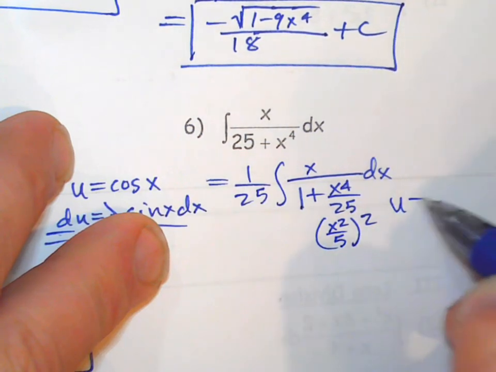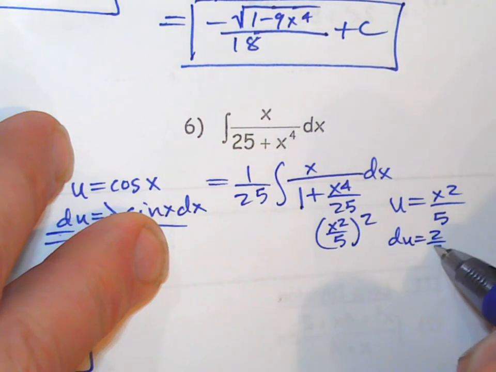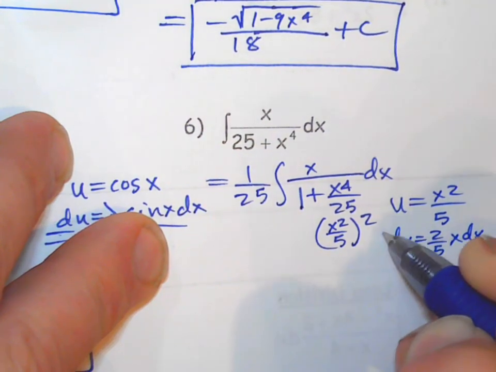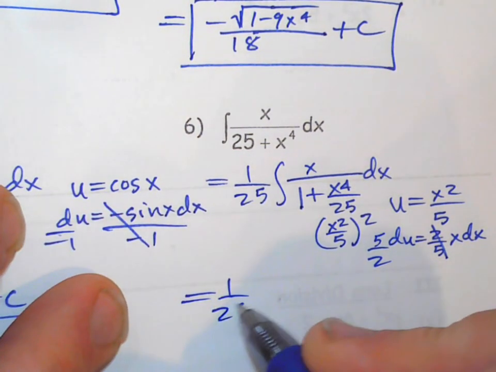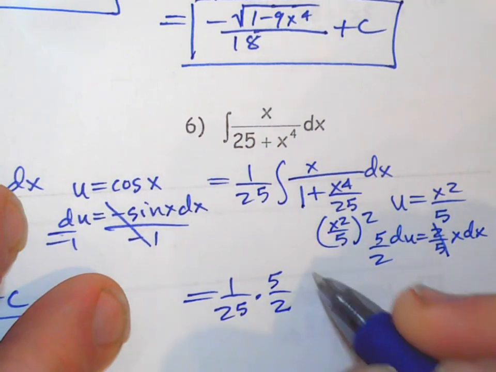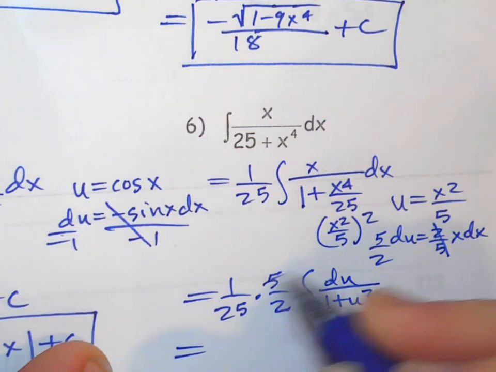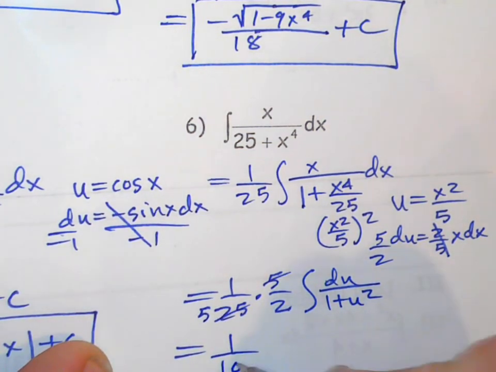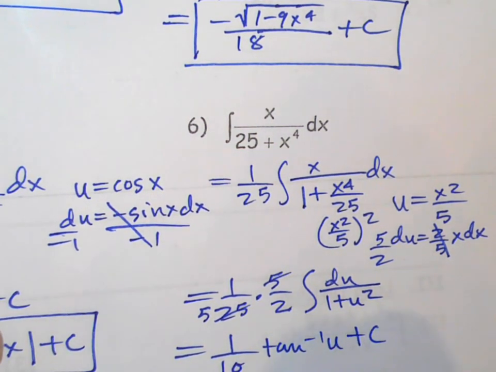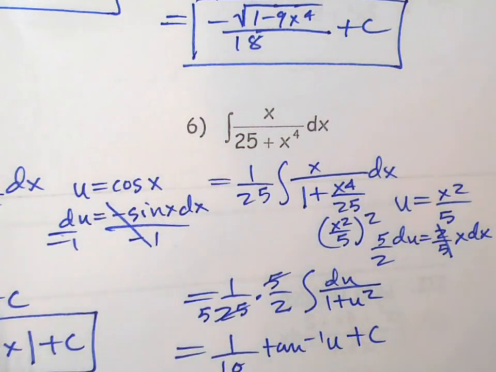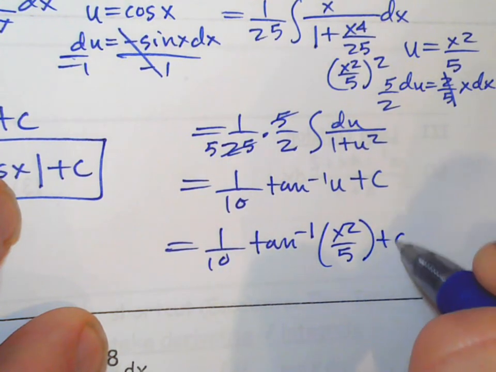So that's going to be our u. u equals x squared over 5, and du equals 2/5 x dx. Don't want the 2/5, so I multiply both sides by 5 halves. So now I have 1/25 already, and now I have another 5 halves, integral of du over 1 plus u squared. So that's going to be 1/10 inverse tangent of u plus c. That will be 1/10 inverse tangent of x squared over 5 plus c.